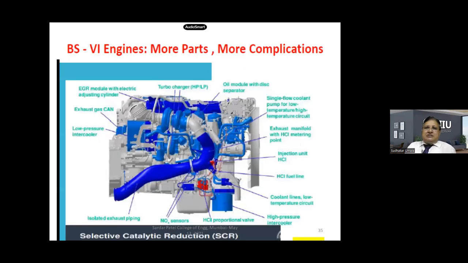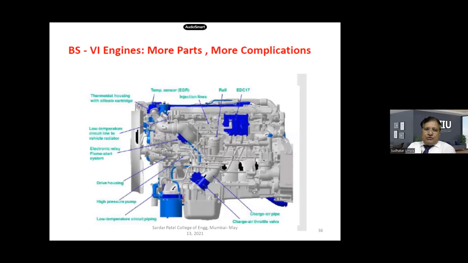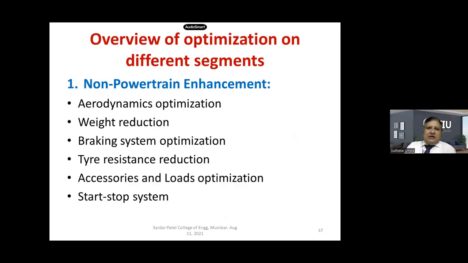Now, this is the BS6 engine. It has so many components and hence the engine design becomes more complicated. This is a different view of the engine. And I will come to the overview of optimization on different segments. What are the other effects of vehicle design? Non-powertrain enhancement. Instead of engines, if you design the vehicle properly, we can also reduce the emissions. That is called non-powertrain enhancement.